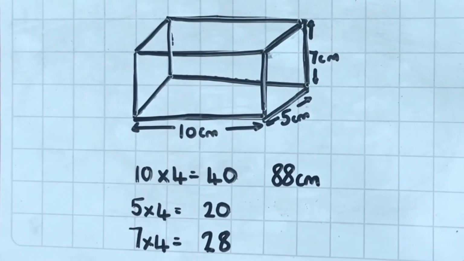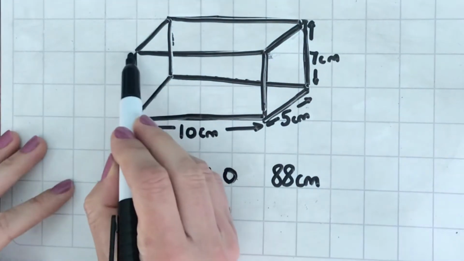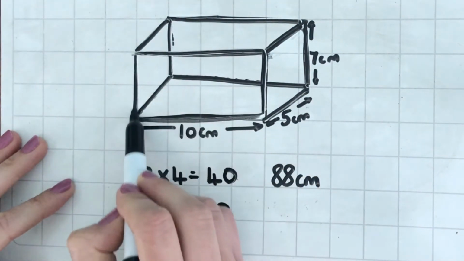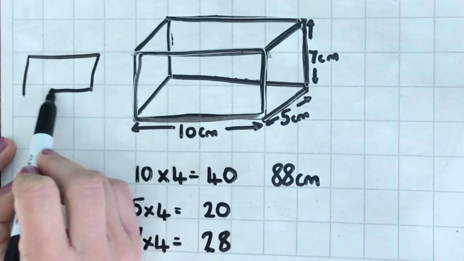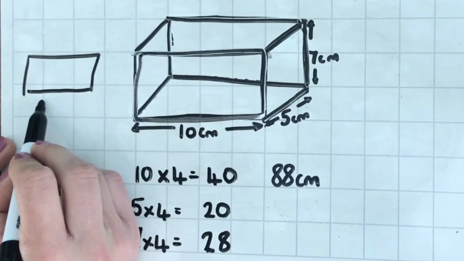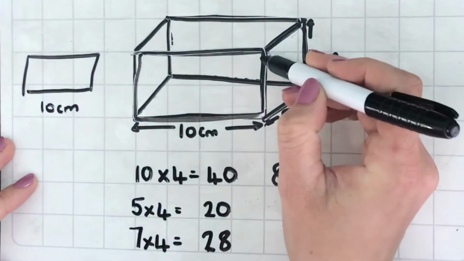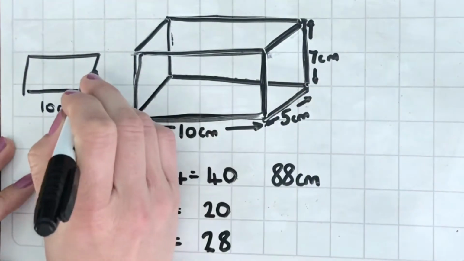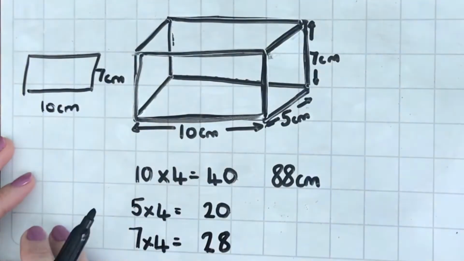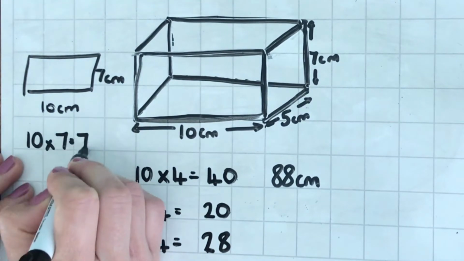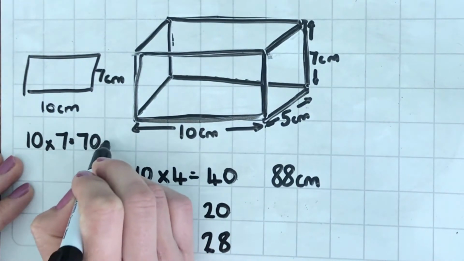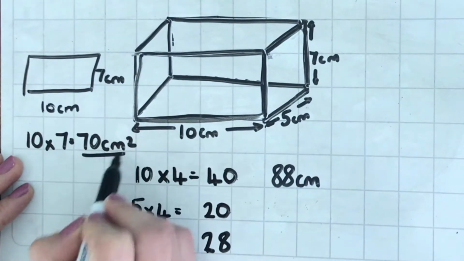Question number 5 then asks you to work out the area of the face with the largest area. So you're looking at the largest face, which is this one. Okay, so I would take it and draw it out separately. So you've got a rectangle. From here to here measures 10 centimetres, and then this edge here, the height, is 7 centimetres. So for your area, you're going to multiply 10 by 7, which gives you an answer of 70. And with area, it's in centimetres squared.